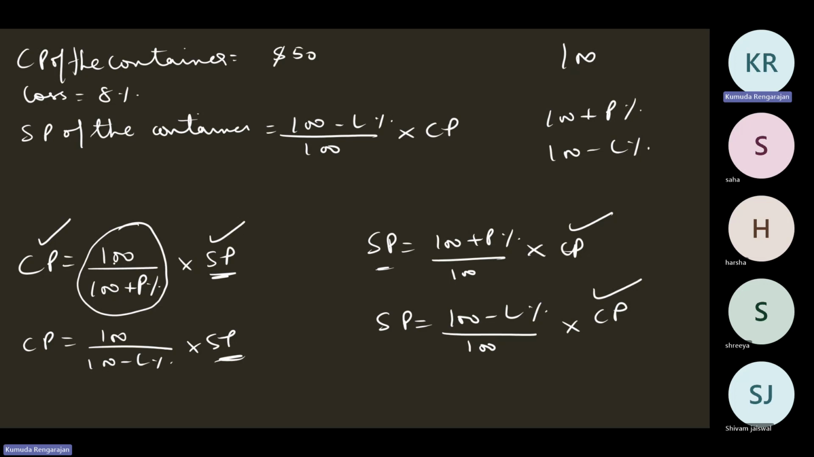If you're finding CP, we'll have 100 in the numerator. If you're finding SP, we'll have 100 in the denominator.